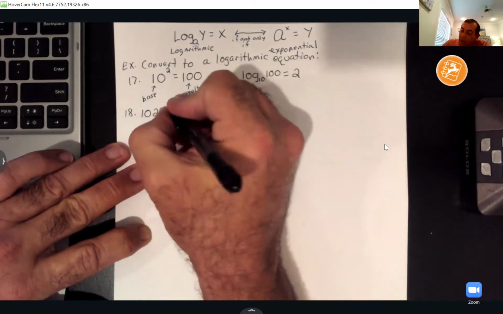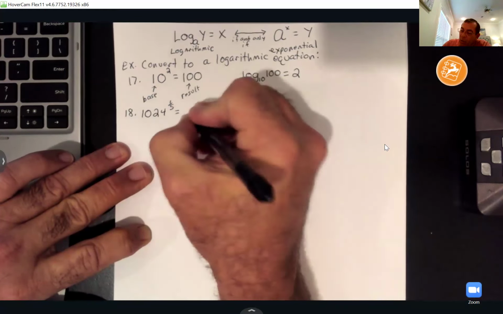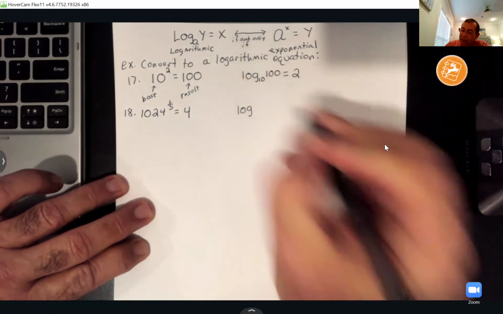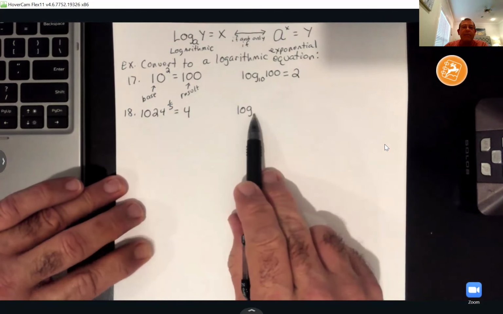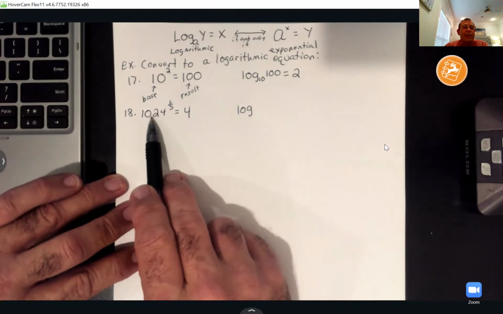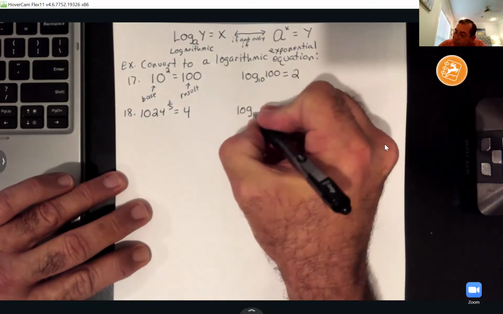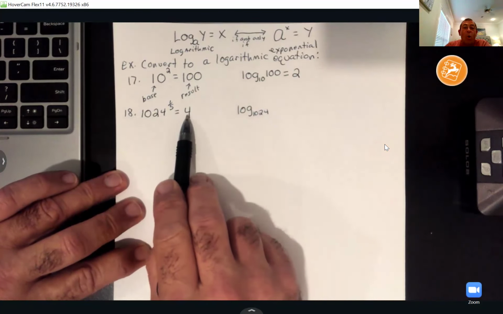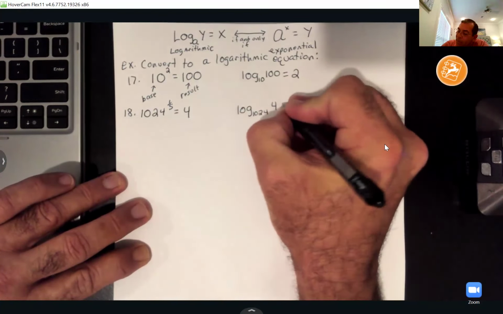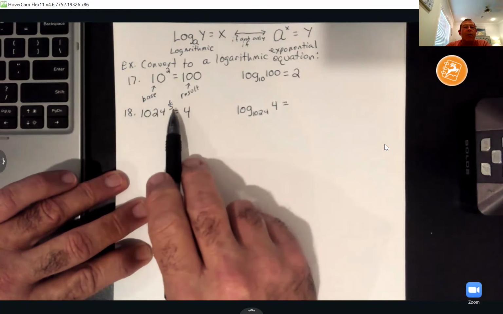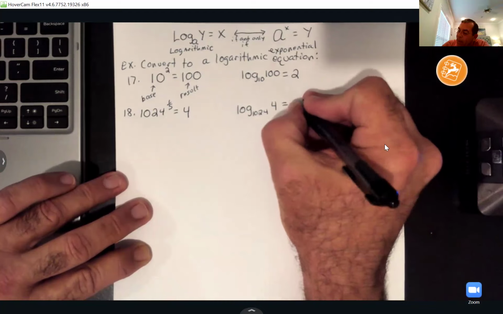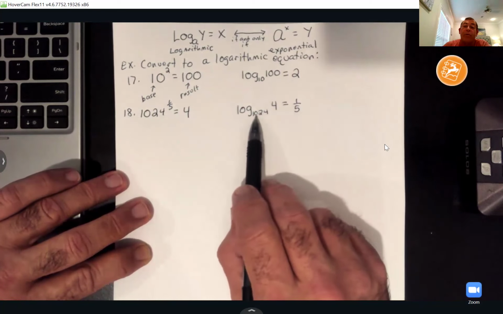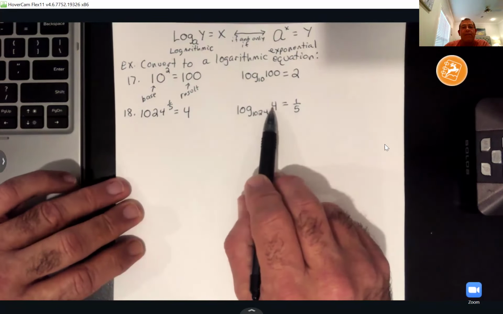1024 to the 1/5 equals 4. So y'all, you're starting out with a log again. We want the base. Well, we know the base is 1024. So that 1024 will come down here. The result is the 4. That's going to equal the exponent of 1/5. So that basically tells me if I took a 5th root of that 1024, it's going to equal that 4, okay?